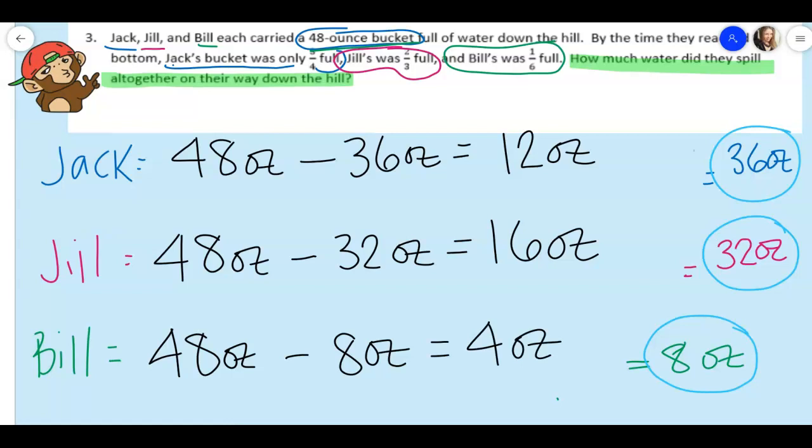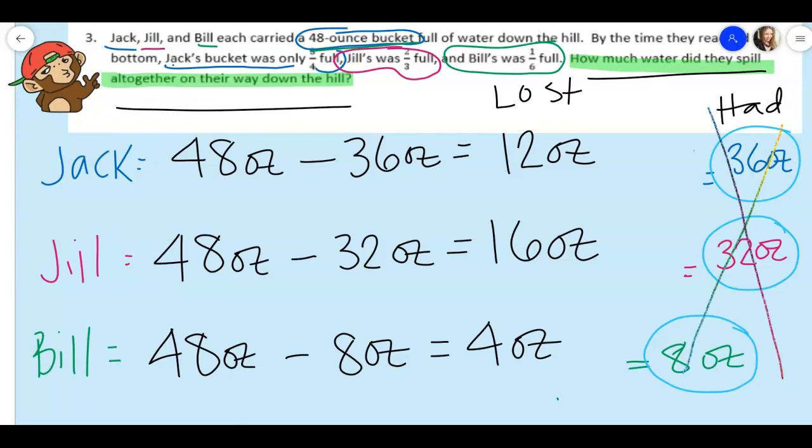Now, this is how much we lost, and this is how much they had. So the question is asking how much water did they spill altogether. Now we're going to add, but we're not going to add this side up. We're going to add how much they lost altogether. 12 plus 16 plus 40, that's 28 plus 40.